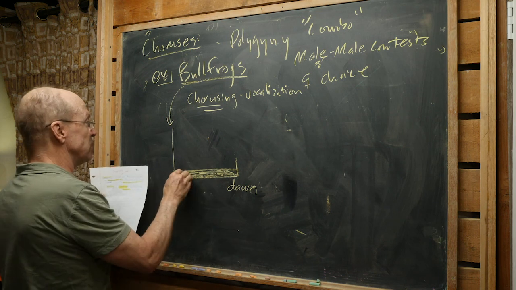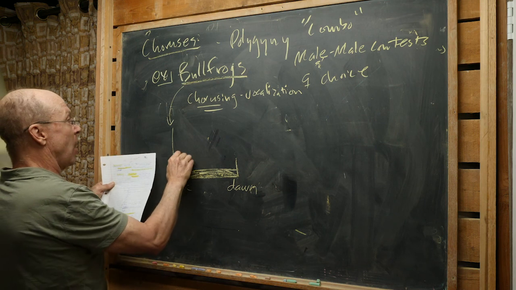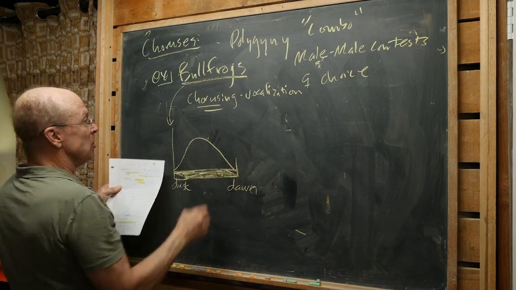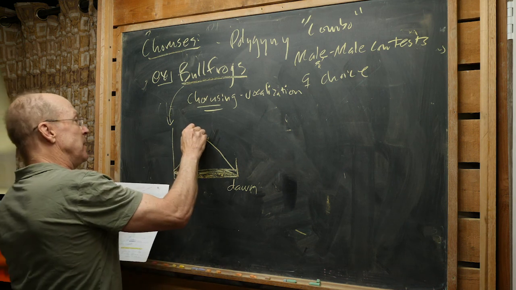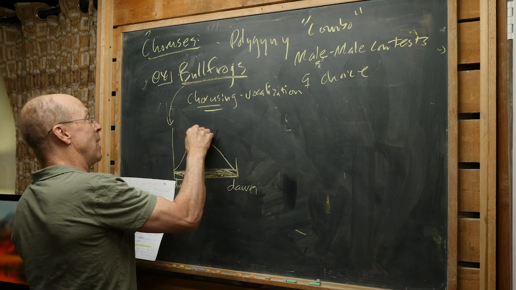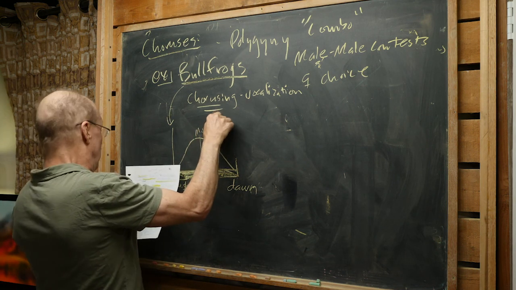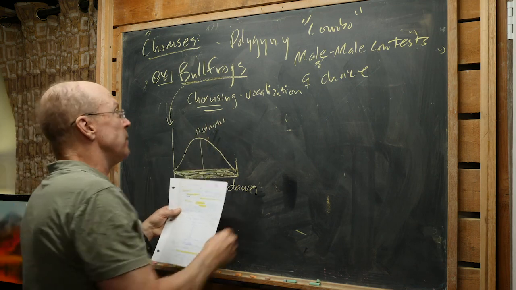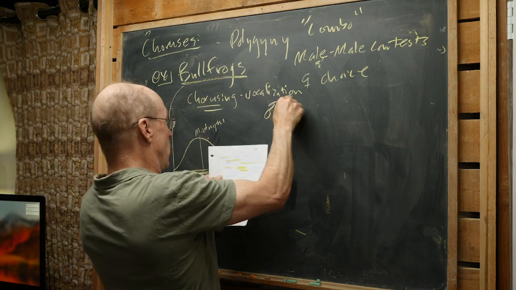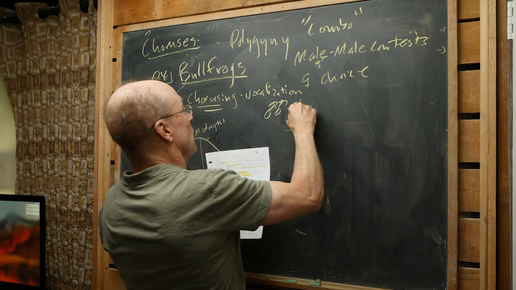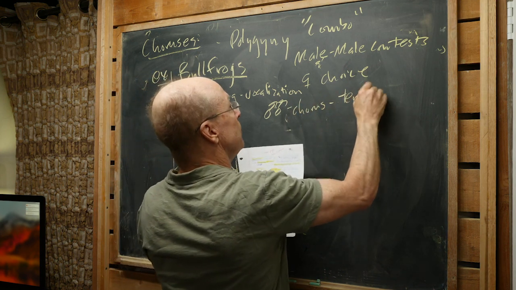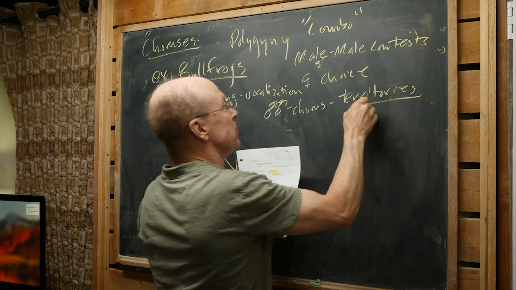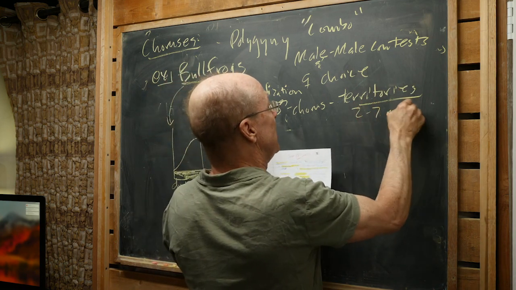This is dusk, this is dawn, and here's what happens. They start and they finish. So they really just peak throughout the night. The intensity, therefore, is right here at midnight. And what's going on is that the males' choruses are indicating a couple of things. They have territories. They hold territories. These are 2 to 7 meters in diameter.